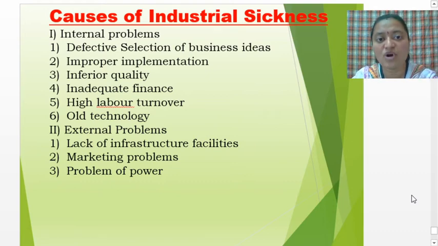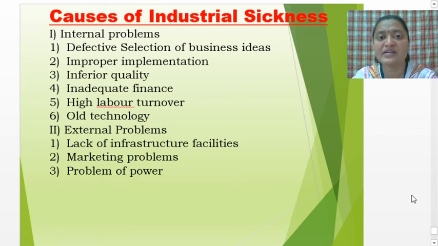The next one is the problem of power. If there is no sufficient power or electricity supply provided to the industry, what happens? The industry will become a sick unit. If the industry has to run only on electricity, but it is not provided with sufficient power supply, then obviously the industry will become a sick unit, or it will come into loss. So these are the various causes of industrial sickness.